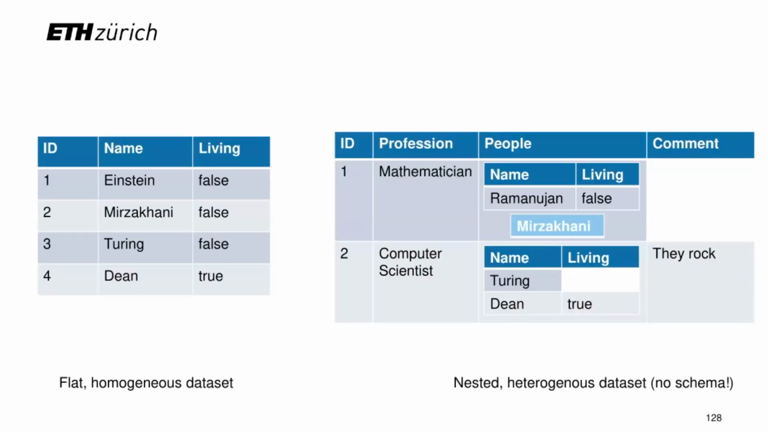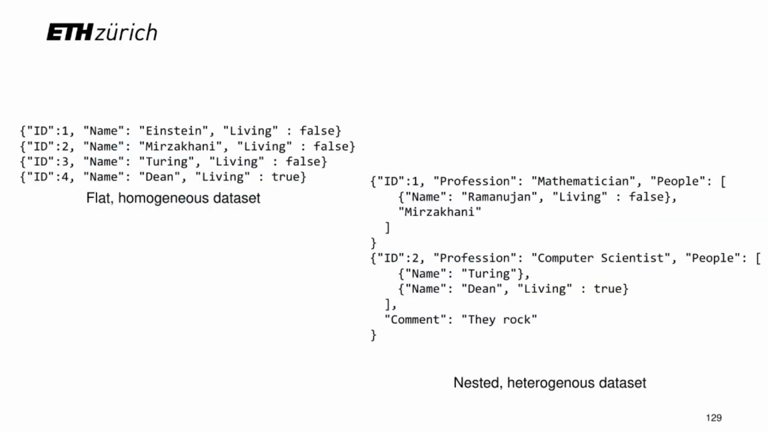And now if we mix the two, on the left, I have a flat homogeneous data set that you already know as a relational table, basically. And on the right, we have a nested heterogeneous data set. And this is basically the jungle. You don't even need a schema for that. You can just have a list of objects. They don't even need to be valid against anything, right? Okay. And that would be, you see in JSON, you can handle it all. It's flat homogeneous, you can do it in JSON. Nested heterogeneous, you can handle it in JSON as well.